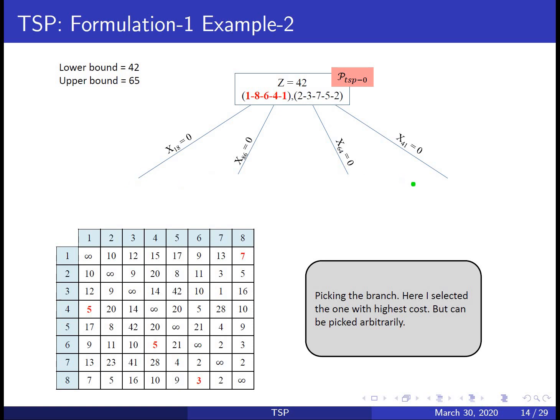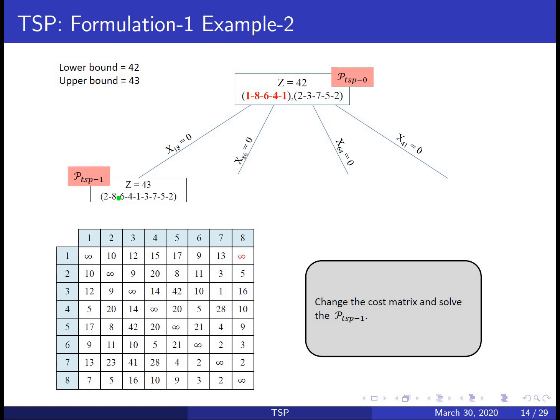Now from these open nodes, I am going to select the node which has the highest distance value. Here the distance value is 7 units. Here the distance value is 5 units. Here the distance value is 5 units, and here the distance value is 3 units. So among these 4, the one with the highest is x18, which is of the value 7. So I'm going to solve this node first.